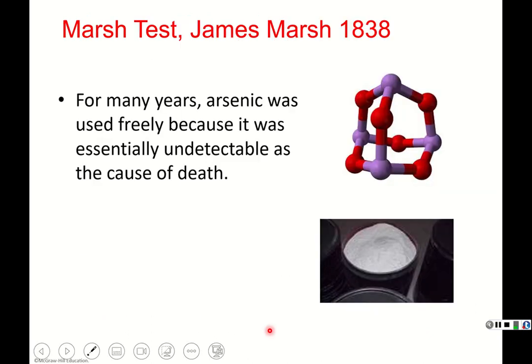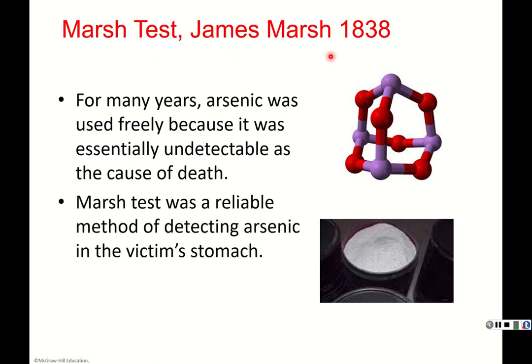So why was this used as a poison? Well, for many years, it was basically freely used because it was undetectable. So as long as you didn't get caught with it in your possession, or putting it in someone's food, it was very hard to tell that somebody had died because of arsenic. And that all changed with what's known as the Marsh test, developed by James Marsh in 1838. This was the reliable method for detecting arsenic in the victim's stomach.